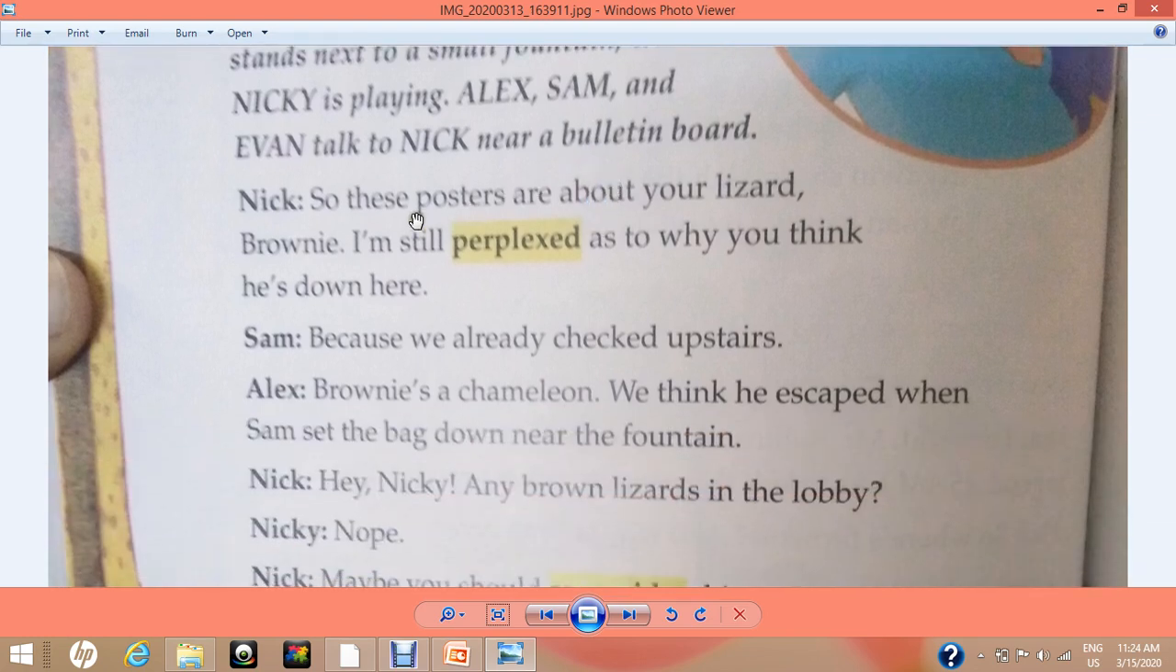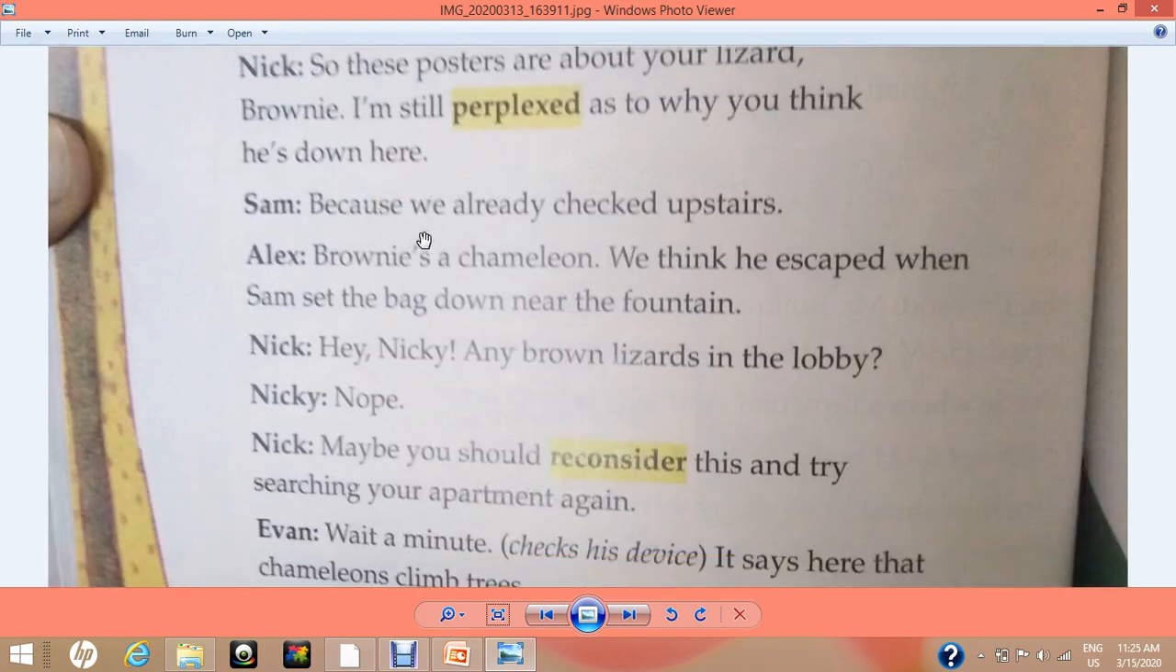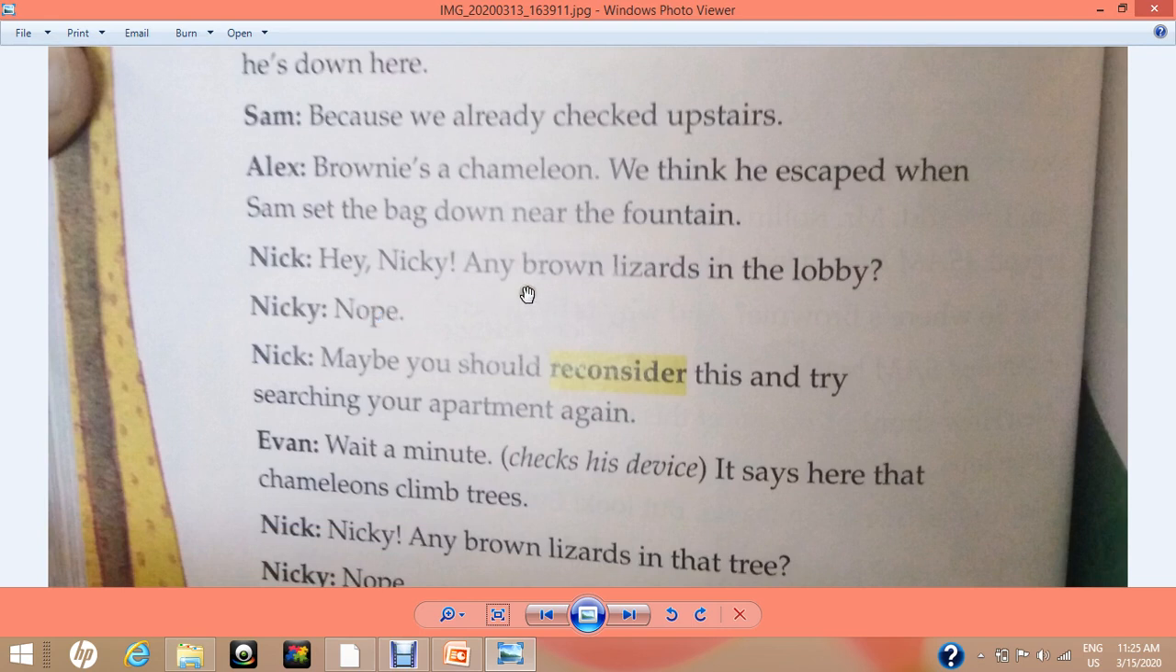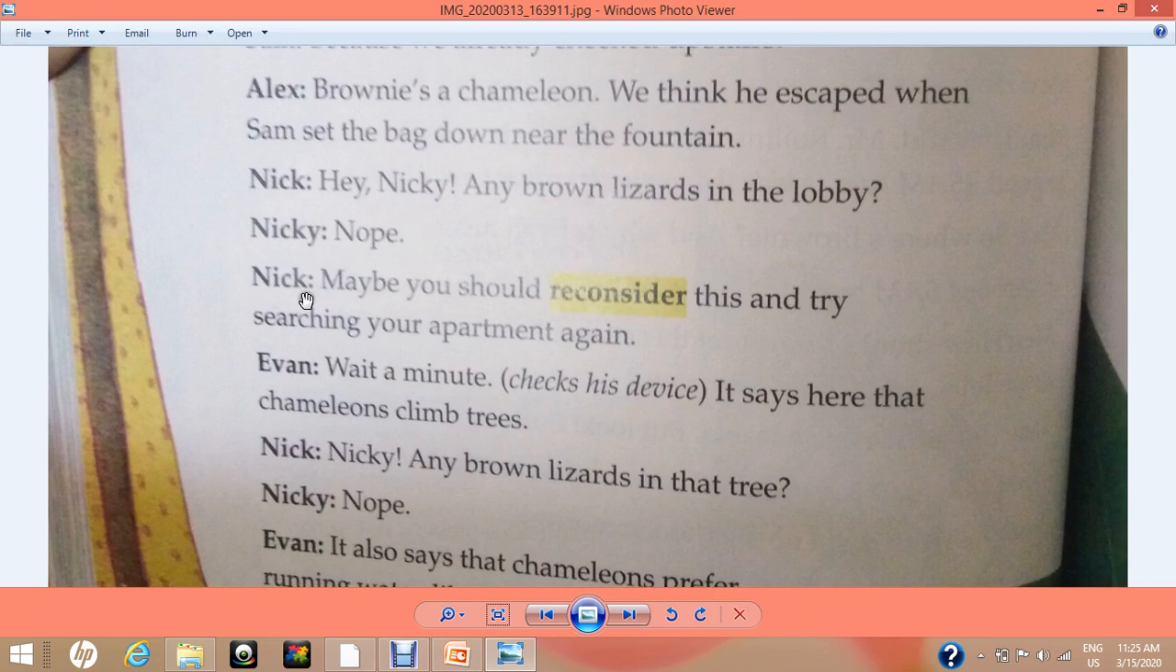Nick, so these posters are about your lizard, Brownie. I am still perplexed as to why you think he is down here. Sam, because we already checked upstairs. Alex, Brownie is a chameleon. We think he escaped when Sam set the bag down near the fountain. Nick, hey, Nicky, any brown lizards in the lobby? Nicky says, nope. Nick, maybe you should reconsider this and try searching your apartment again.